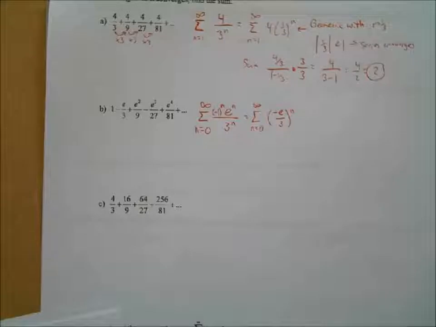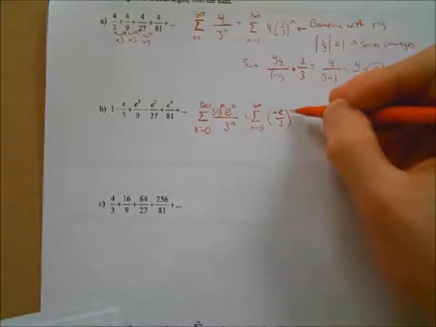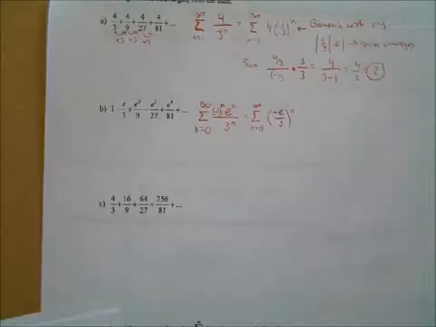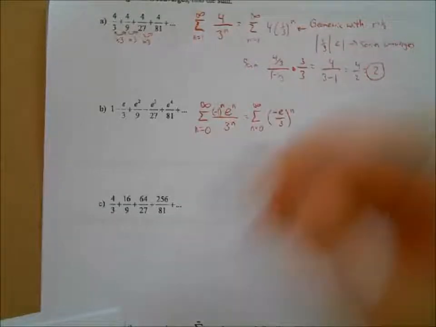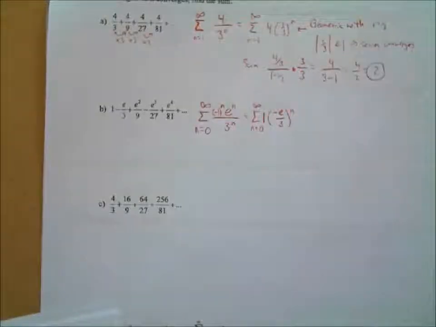What are we repeatedly multiplying by? Negative e thirds. Right? Negative e over 3 is what we're going to repeatedly multiply by because that's what's being raised to the n power here. So our first term is 1, right? So you could put a 1 in front here if you wanted to, right? Not necessary, but you could. And then we're going to repeatedly multiply by negative e thirds.